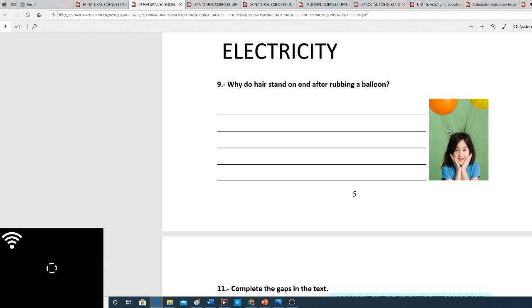And why is it? Because here in the balloon there is an amount of electrons, a lot of them. They are not in balance here, and they are not in balance here. As here there may be a lot of electrons, this is negatively charged, and here is positively charged. And you know that opposite poles attract each other. That's the reason why the hair in this girl is standing up. So this is the explanation about electricity.